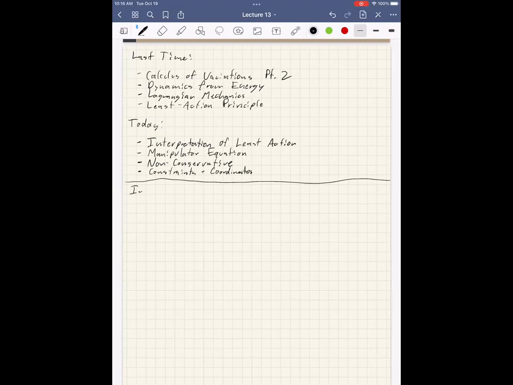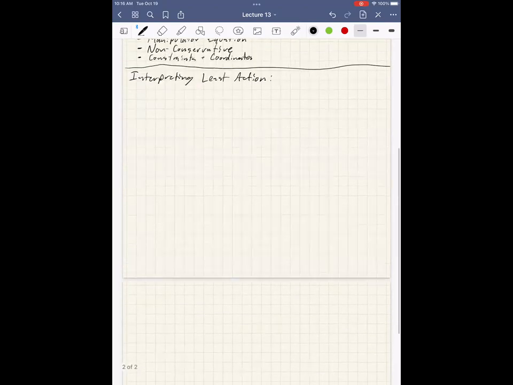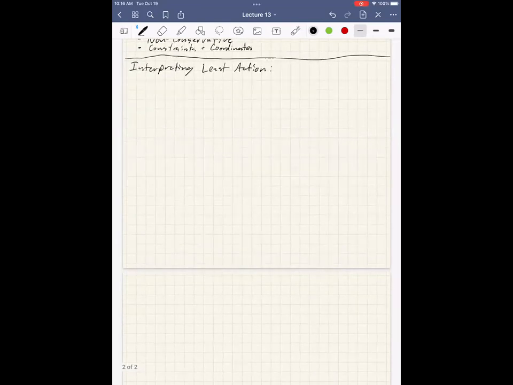So first, I'm going to try to give some interpretive, fuzzy, hand-wavy arguments for why the principle of least action makes some sense. I thought about this a bunch and tried to put a little bit of my own spin on it to explain why this might make sense. So last time we did the Euler-Lagrange thing. I'm going to abbreviate it now as the EL equation.